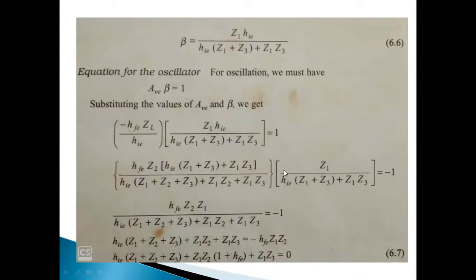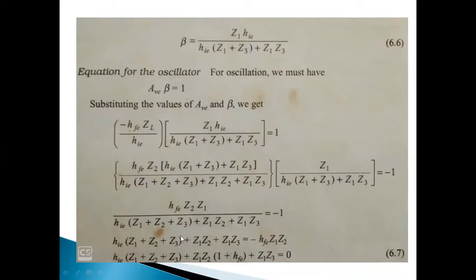If you simplify the equation, this term and this term will be cancelled because these two terms are equal, and finally we have HFE Z2 Z1 by the remaining term, that is the LCM, the denominator term. This is the same, equal to minus. The final equation becomes HIE into Z1 plus Z2 plus Z3 plus Z1 Z2 plus Z1 Z3 is equal to minus HFE into Z1 into Z2. From this equation, HIE into Z1 plus Z2 plus Z3 plus Z1 Z2 into 1 plus HFE plus Z1 Z3 is equal to 0.